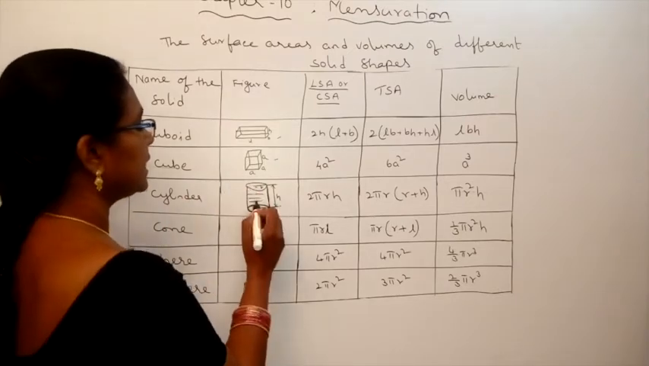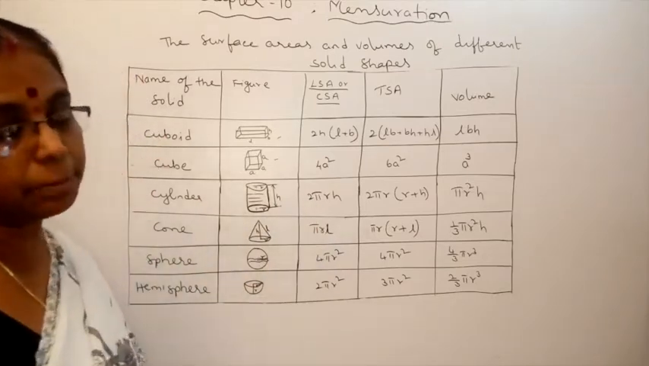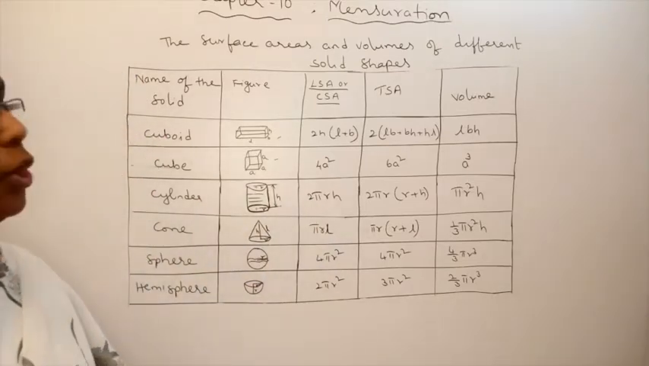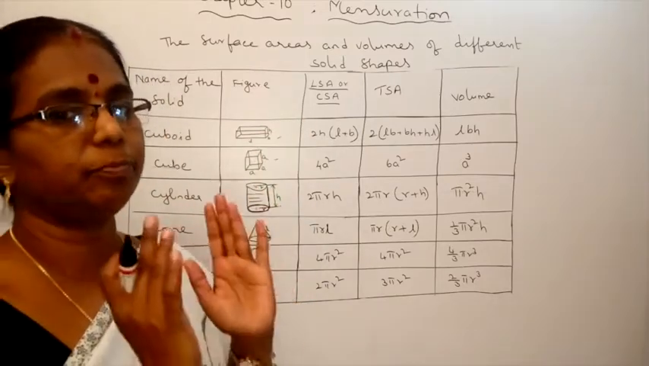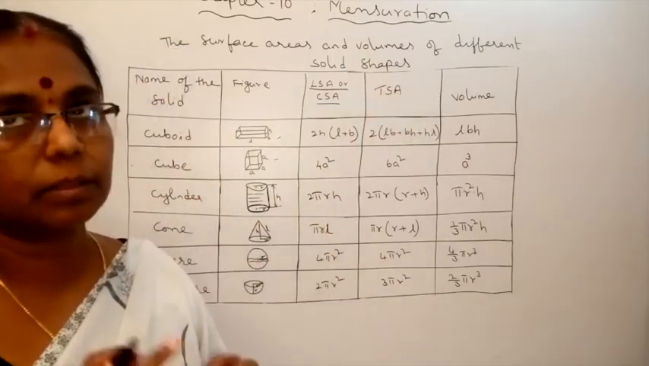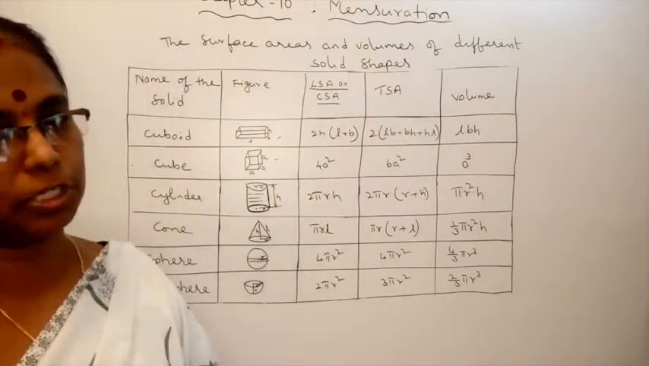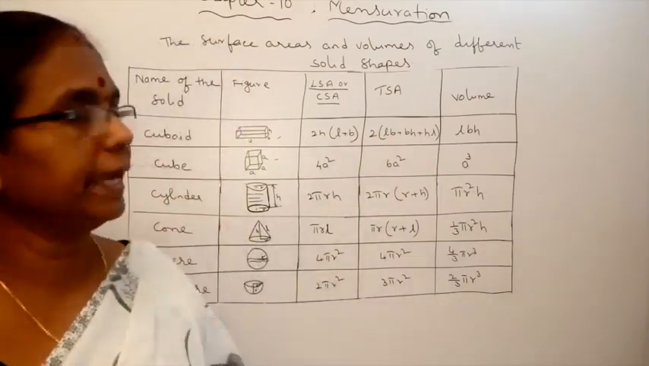Now, what is the CSA of cylinder? 2 pi RH, meaning perimeter of base into height. What is the general formula for LSA or CSA? Perimeter of base into height. TSA means LSA plus top area plus bottom area. Those are the standard things. Volume means area into height.